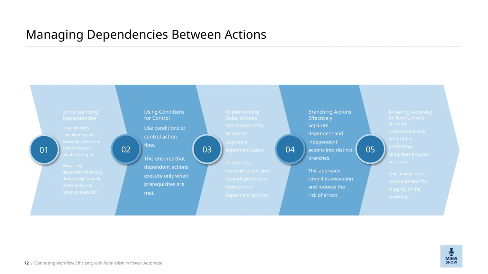To keep things simple and reduce errors, it's often best to separate dependent actions from independent ones into different branches. Branching effectively simplifies execution and makes troubleshooting easier. Finally, when it comes to notifications, timing is everything. Sending notifications only after order processing is complete ensures accuracy and maintains the integrity of our workflow. By managing dependencies carefully, we not only improve efficiency, but also ensure our processes are reliable and error-free.